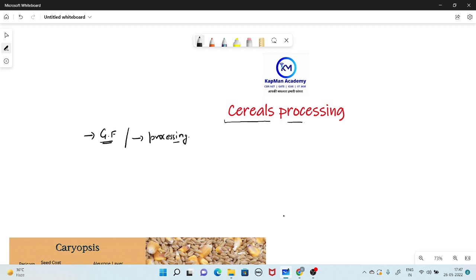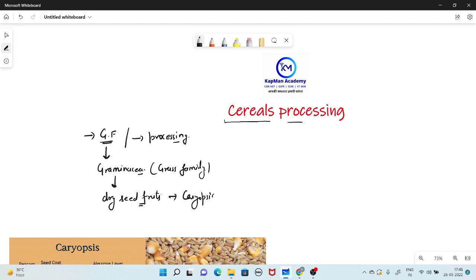So let's start. If we talk about the general features, cereals come from the family called Gramineae, right? Which is the grass family. They produce dry seed fruits, which we actually consume as our food, right? And these fruits are sometimes called caryopsis, sometimes kernels, and sometimes grains, right?